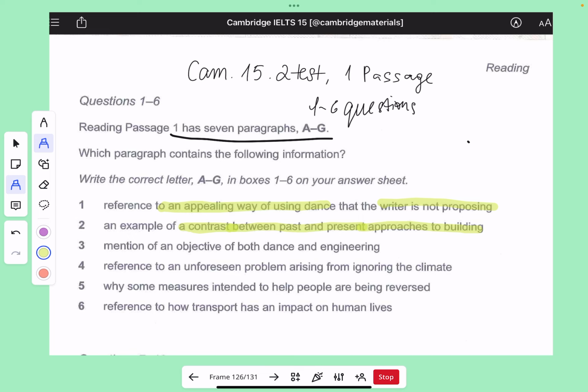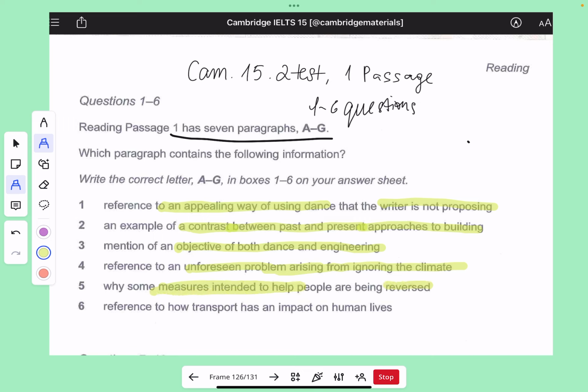to present-day buildings. Okay, next one, mention of an objective of both dance and engineering. Objective, both dance and engineering. Reference to an unforeseen problem arising from ignoring the climate. Unforeseen problem arising from ignoring the climate. Why some measures intended to help people are being reversed. Some measures intended to help people.